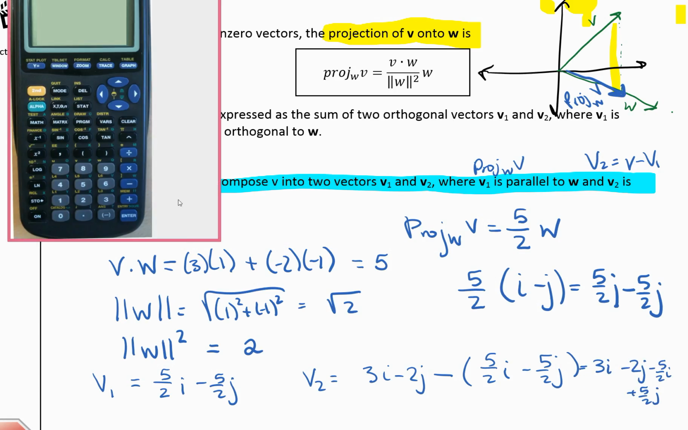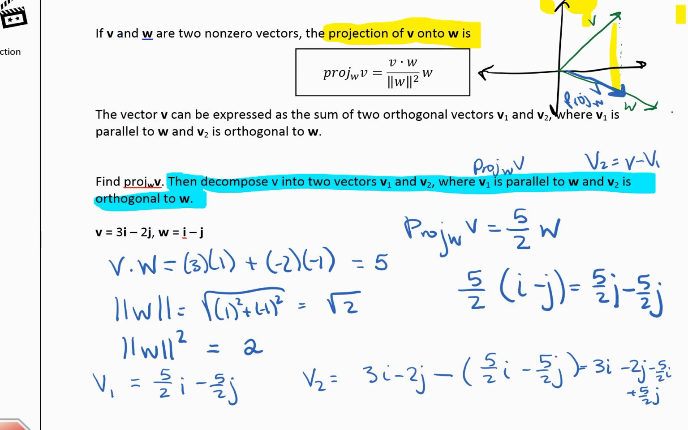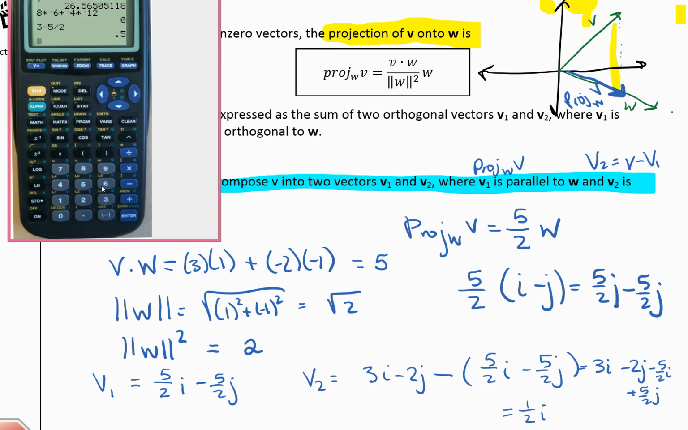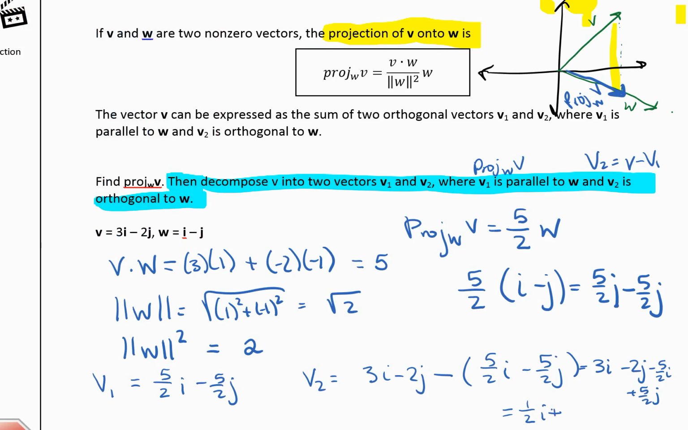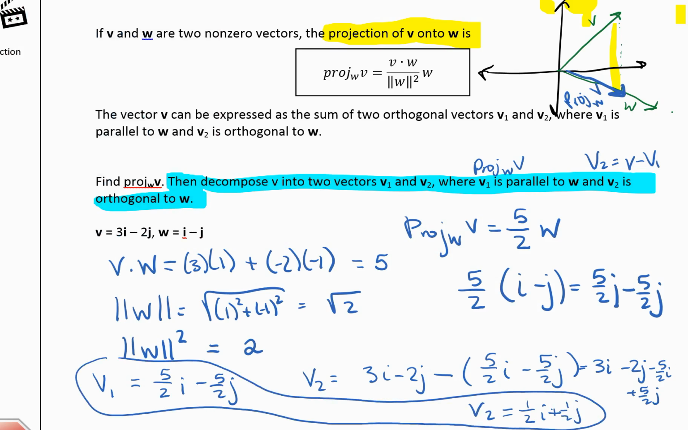So we're going to take 3 minus 5 halves, which is 1/2. So we'll have 1/2 I, and then we have -2 plus 5 halves. So that's 1/2 as well, so plus 1/2 J. So that's our V2. So there's our two vectors where V1 is parallel to W and V2 is orthogonal.